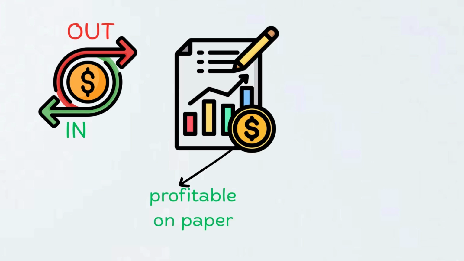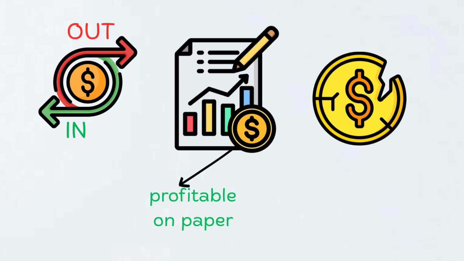10. Cash flow statement. Shows how cash moves in and out. You might look profitable on paper but be broke in cash. This statement reveals that truth.